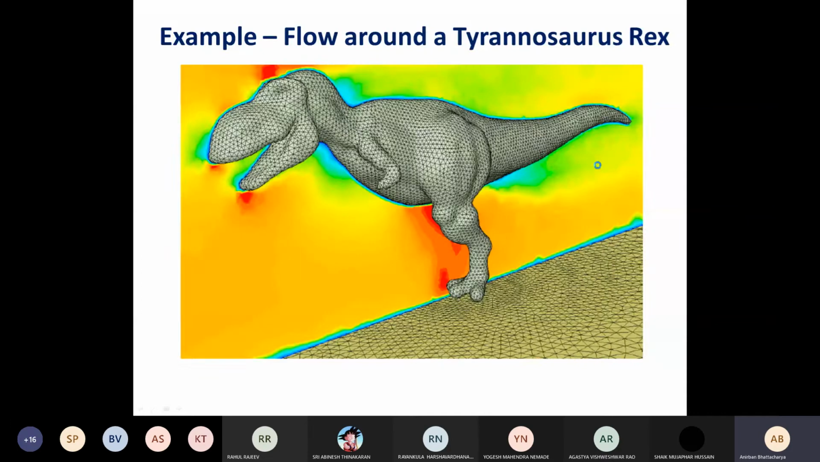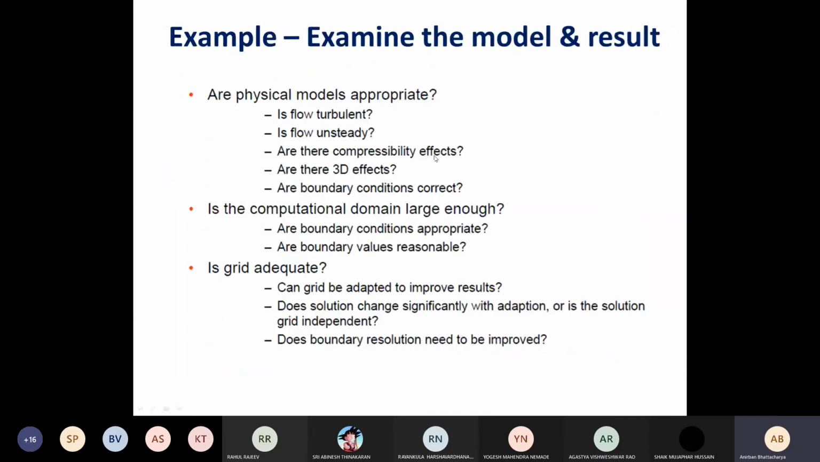So we have to examine and consider whether this model is correct, whether the boundary conditions are correct or not. Then, as I was saying, is the computational domain large enough? We have already seen that example. If you take a very small computational domain, sometimes it may not be appropriate. And based on the computational domain, again, you have to consider whether the boundary conditions are appropriate or not.